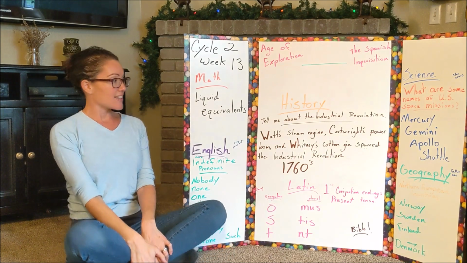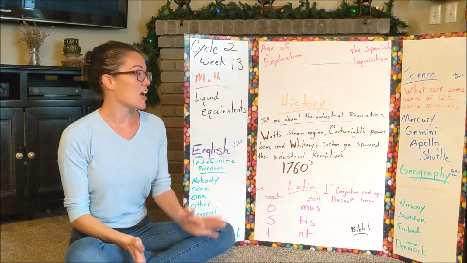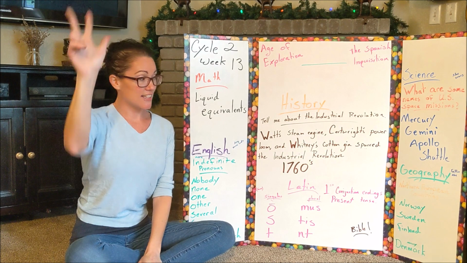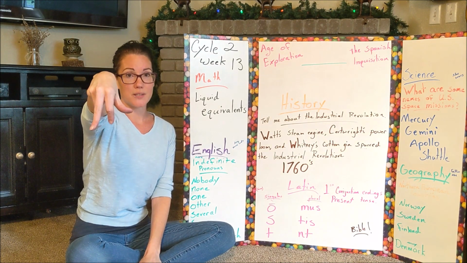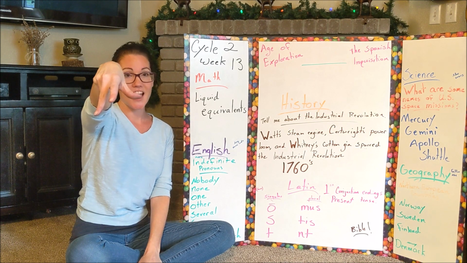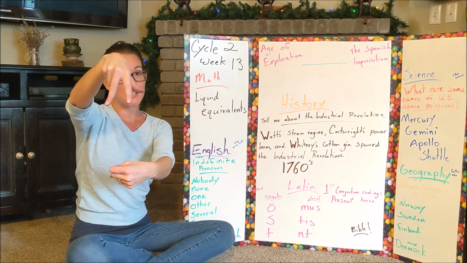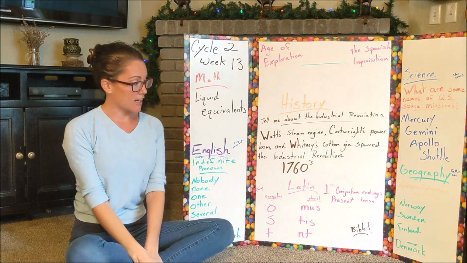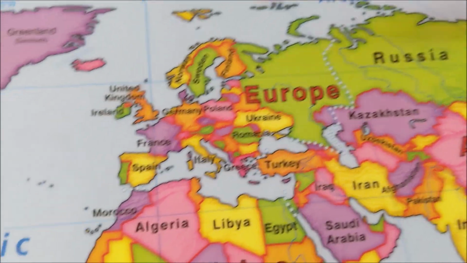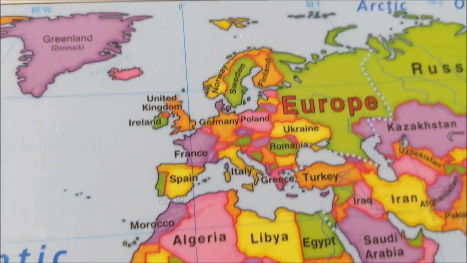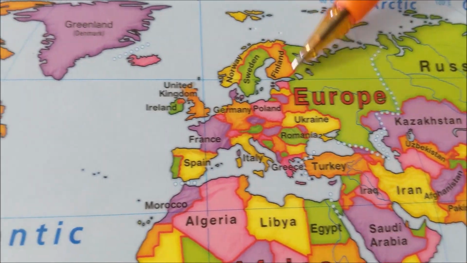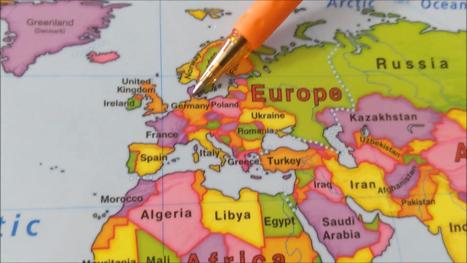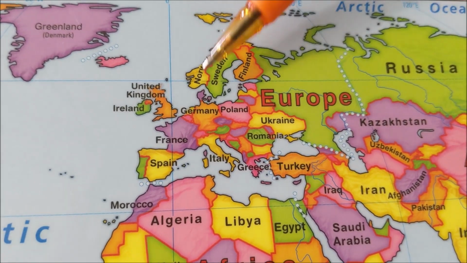Okay, so that's how we're going to sing it and do the hand motions. Scandinavia is in the north. Northern European countries, Norway, Sweden, and Finland. And Denmark just below Norway. And this is what it looks like on a map. Scandinavia is in the north. Northern European countries, Norway, Sweden, and Finland. And Denmark just below Norway.